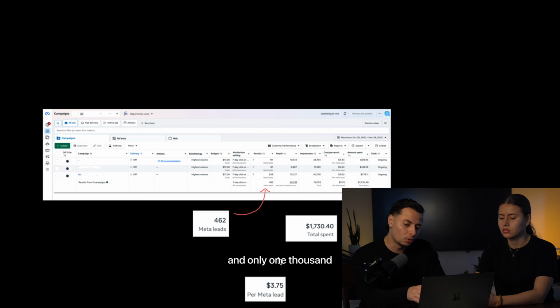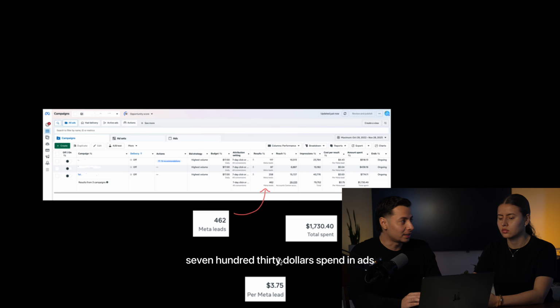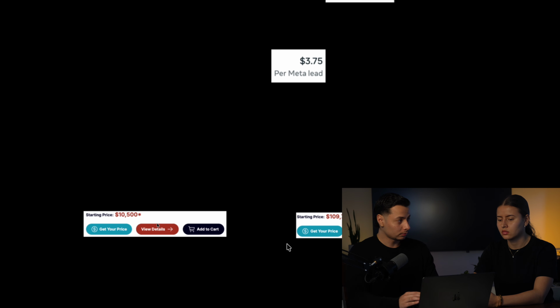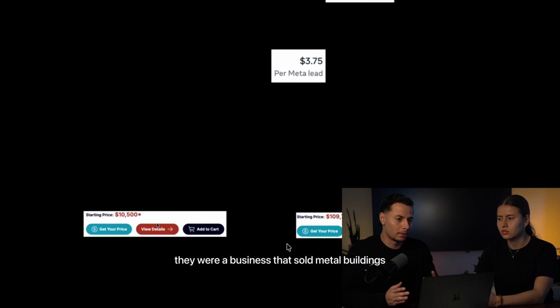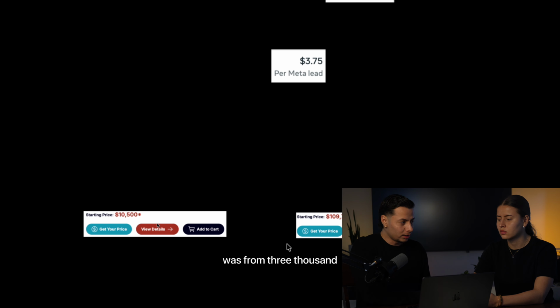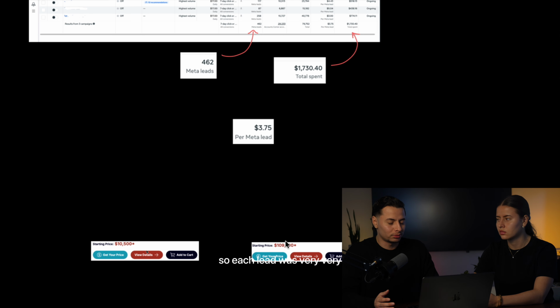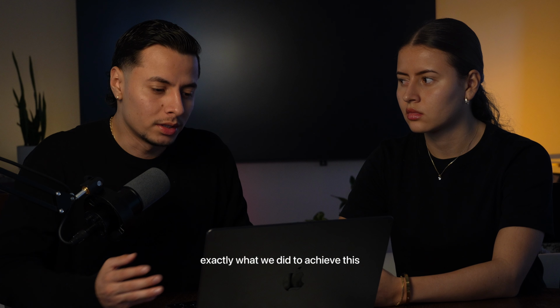462 leads and only $1,730 spent in ads within 60 days, at a cost of $3.75 per lead. They were a business that sold metal buildings, and their average price for a building was from $3,000 to upwards of $100,000, so each lead was very valuable. I'm going to walk you through exactly what we did to achieve this.